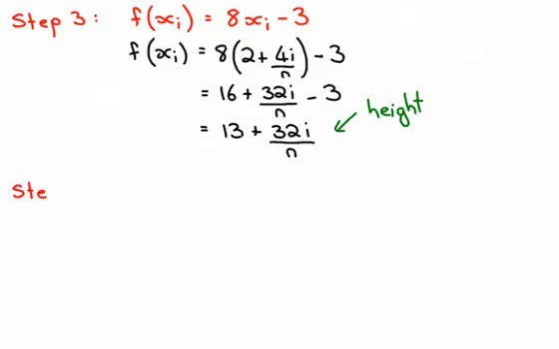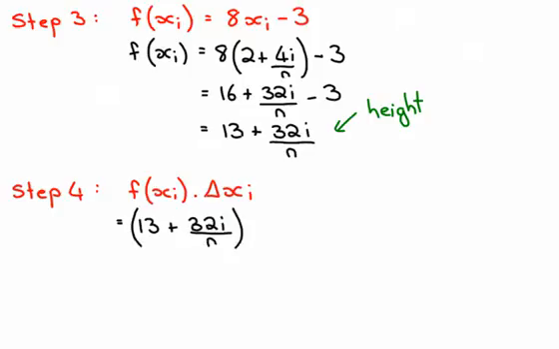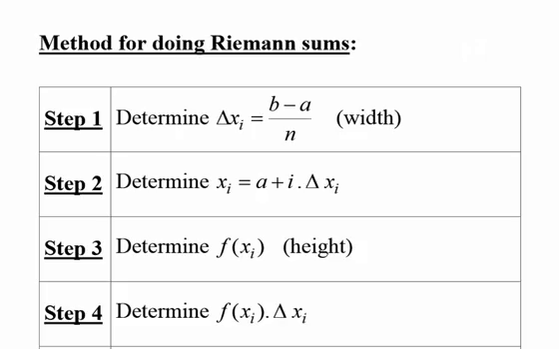So step 4 is I multiply f of xi multiplied by change in xi. Right, so let's do that. f of xi, we've got 13 plus 32i over n. And we multiply by change in xi, which we got to be 4 over n. So we multiply them together. We distribute, so we're going to get 13 times 4 over n, which is 52 over n, plus 32i over n times by 4 over n, which is 128i over n squared. So we've multiplied.